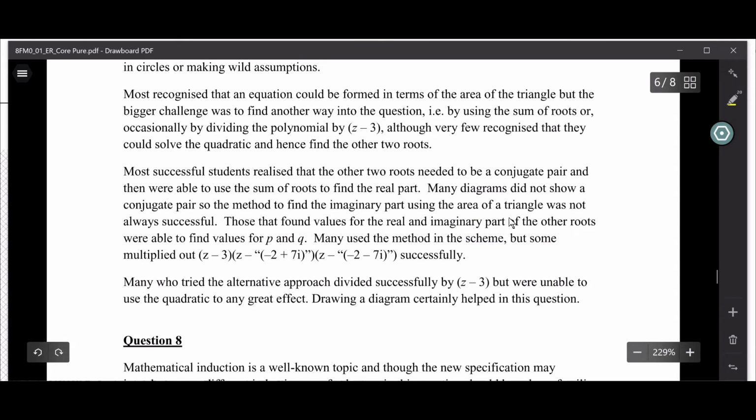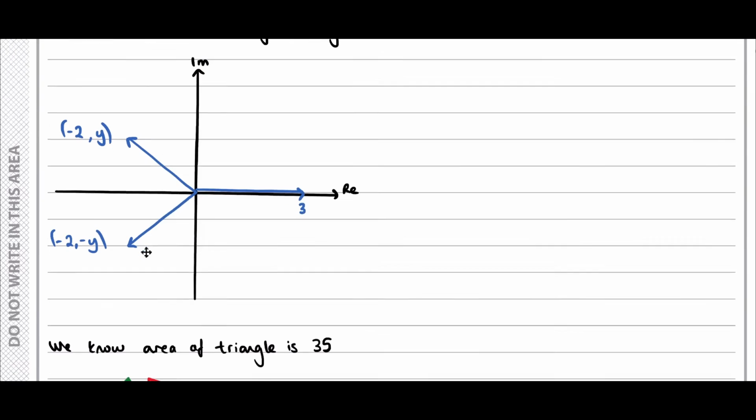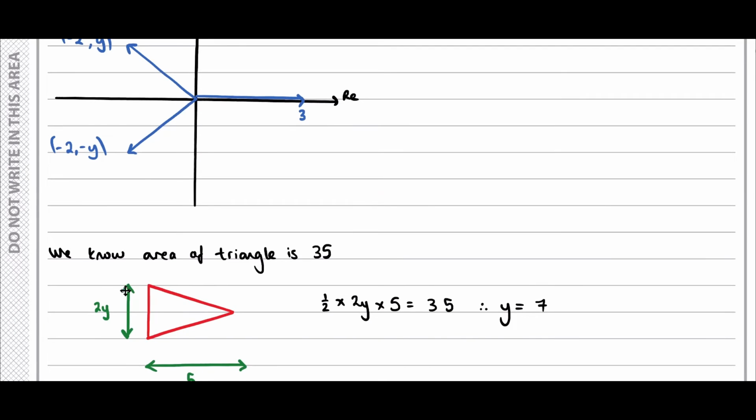Many diagrams did not show a conjugate pair, so the method to find the imaginary part using the area of the triangle was not always successful. So me drawing a triangle over here on an Argand diagram showing the roots would help to essentially find out the complex part.